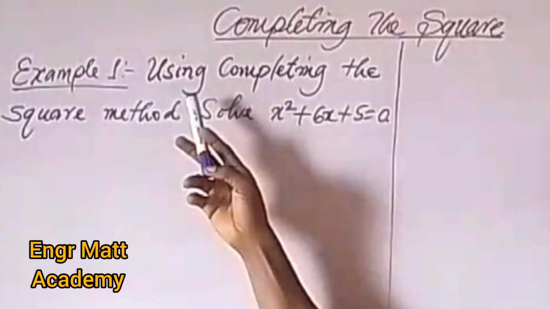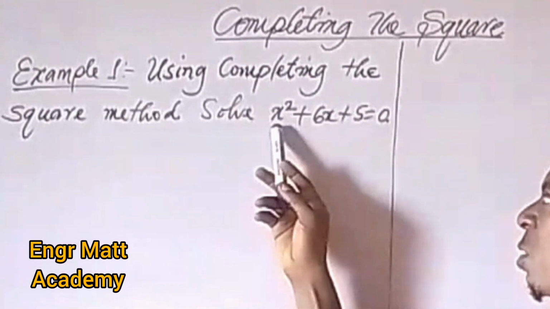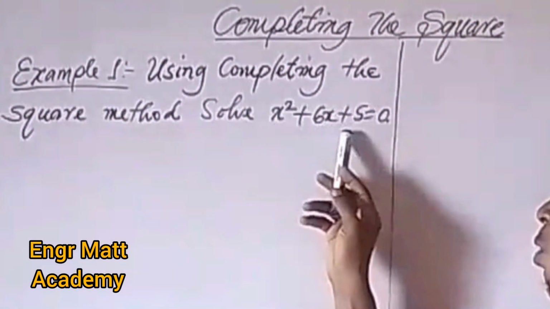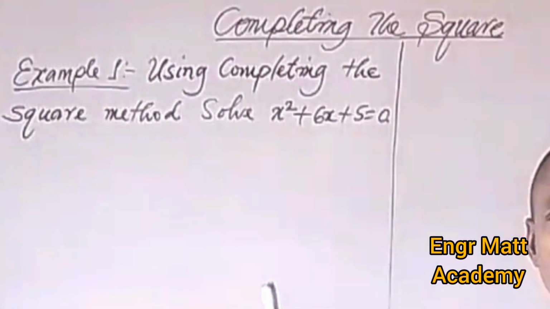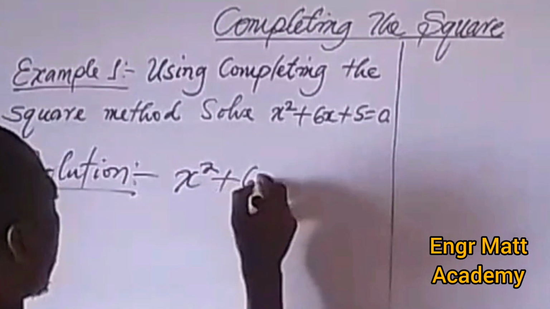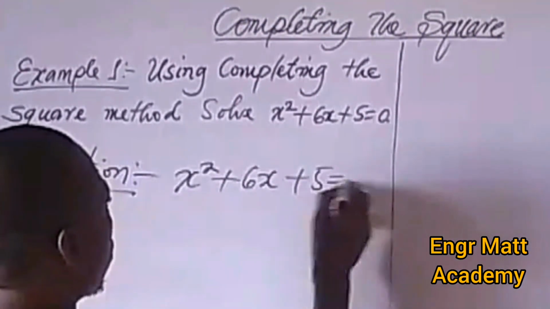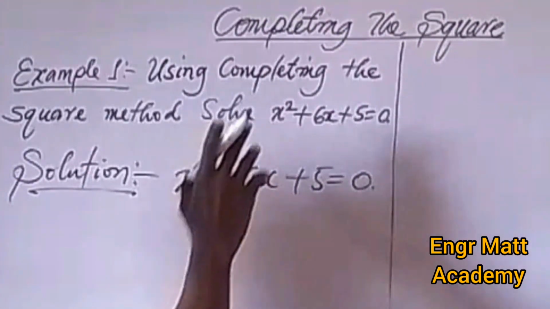In this example, the problem is: using the completing the square method, solve x squared plus 6x plus 5 equal to 0. So let's find the solution. Solution: x squared plus 6x plus 5 equal to 0. So what is the first step using this method?